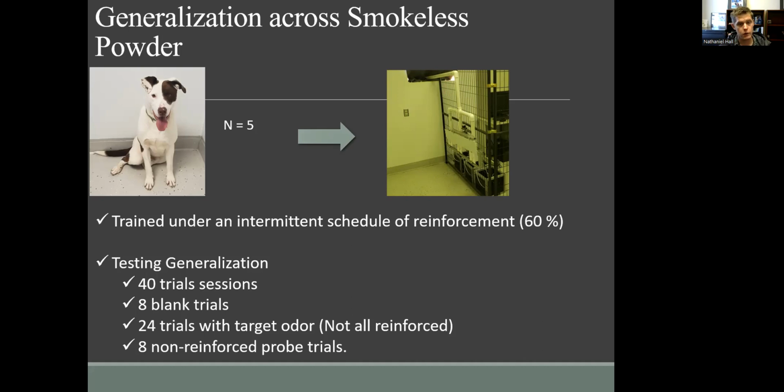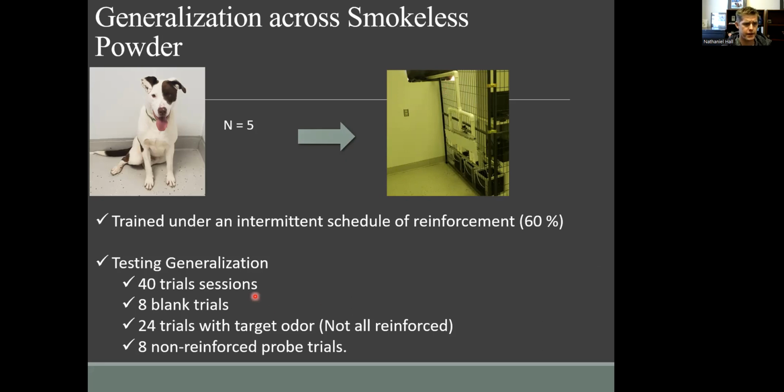And the purpose of this was to build a bit of resistance to extinction so that we would be able to present a variety of different odors under extinction. Remember how the generalization gradient tests are done under extinction so that you can make sure that you're not training the dog to the different test stimuli that you're trying to probe. So if they responded to an odor, say smokeless powder or a variation of smokeless powder, there was still a probability that they were not going to get a reinforcer. So it made it more difficult to discriminate the contingencies between smokeless powder and related smokeless powder odors, whether they were going to get reinforced or not.